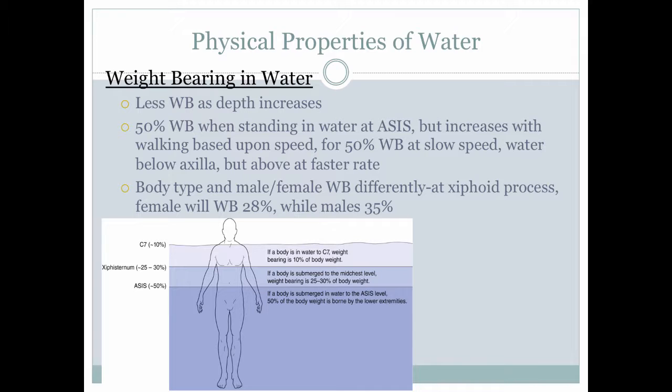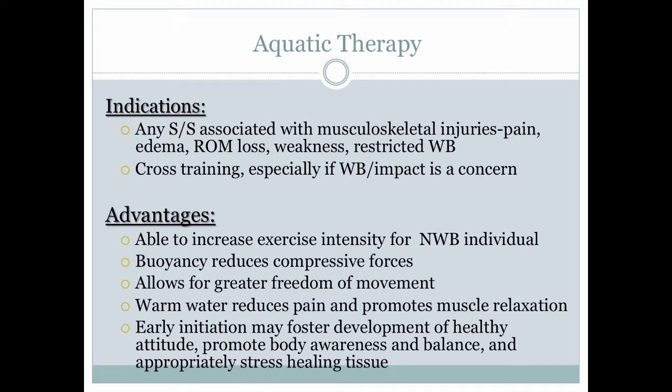Body type also plays a part in this. A male and female are going to weight bear differently. Somebody that's very thin and skinny is going to weight bear differently than somebody that maybe is obese. At your xiphoid process, a female is going to weight bear 28%, whereas males are going to weight bear about 35%. So let's talk about some indications and some advantages.